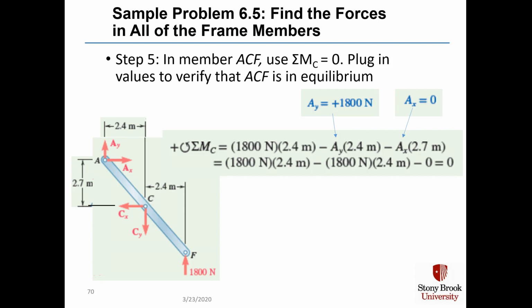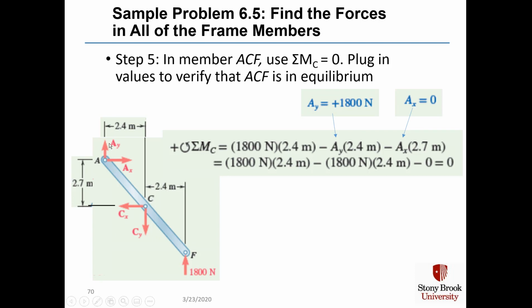In step 5, we will sum the moments around point C in member ACF and set that to 0. We'll then plug in values to verify that ACF is in equilibrium by showing that when you put the constants in, you really do get 0 in the equation. We have this 1,800 Newton force at point F, and it acts in a counterclockwise direction with a lever arm of 2.4 meters around point C.